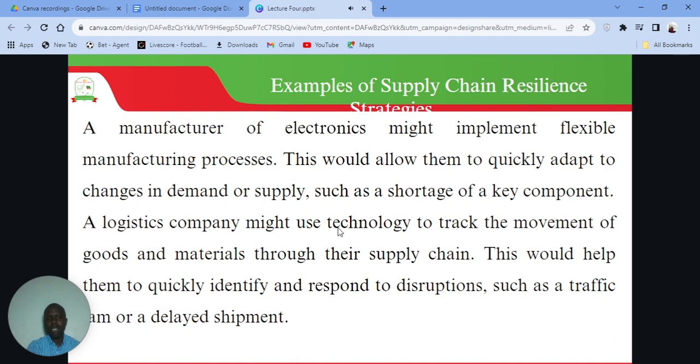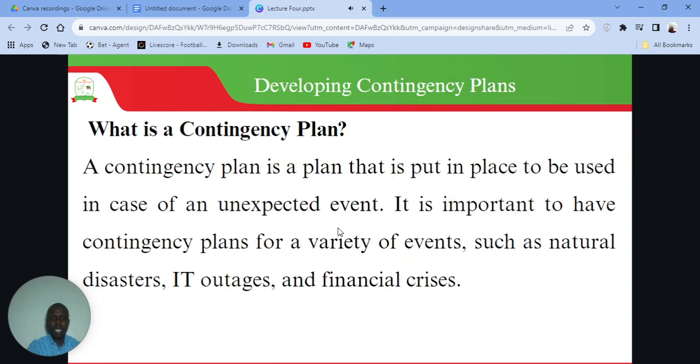We also have other examples of manufacturers of electronics, logistic companies, I invite you to review all those examples as part of understanding the supply chain resilience strategies. Now, it is key for us to develop contingency plans. We say that this is simply a plan that is put in place to be used in case of unexpected event.